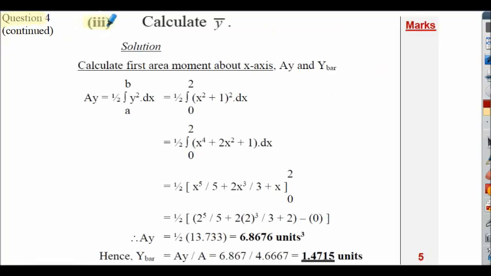Question 4, part 3. So calculation for y bar. Again, we calculate the first area moment, this time about the x-axis, and then calculate the y bar. Here's the first area moment calculated, and here's the y bar calculated.